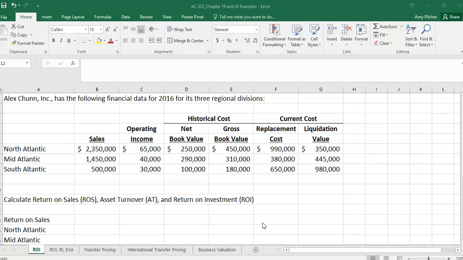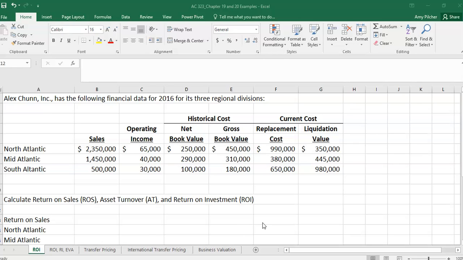Return on investment can also be broken down using the DuPont model into return on sales and asset turnover. The DuPont model is return on sales times asset turnover equals return on investment. We also have 4 different asset cost classifications here. The 4 different asset valuation costs show what kind of effect the asset value has on a division's return on investment.